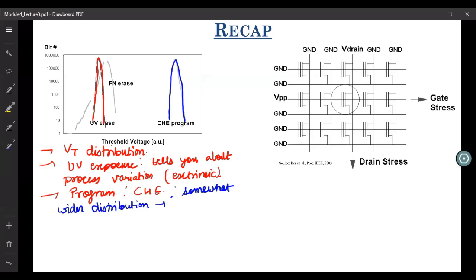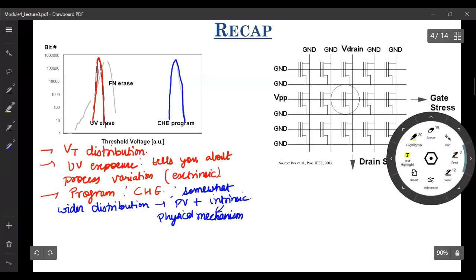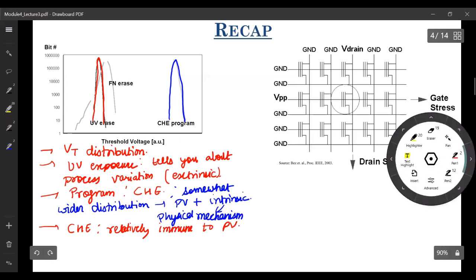So this represents your process variation plus intrinsic variation. This intrinsic variation is physical mechanism dependent. And since it is not changing much, we said that CHE is relatively immune to process variations. I won't say that it's entirely immune, because even here you see some kind of increase in the width of this distribution.